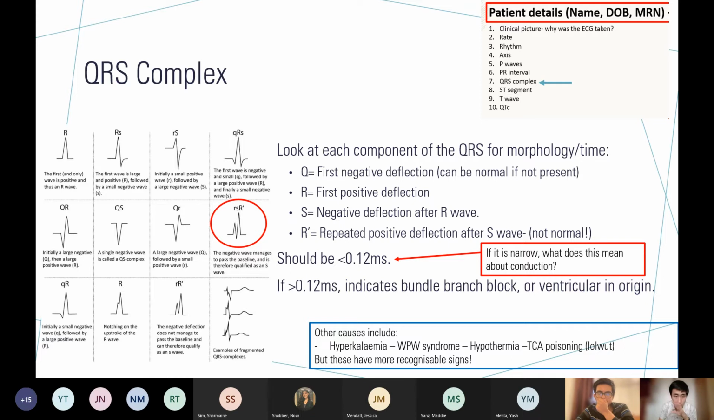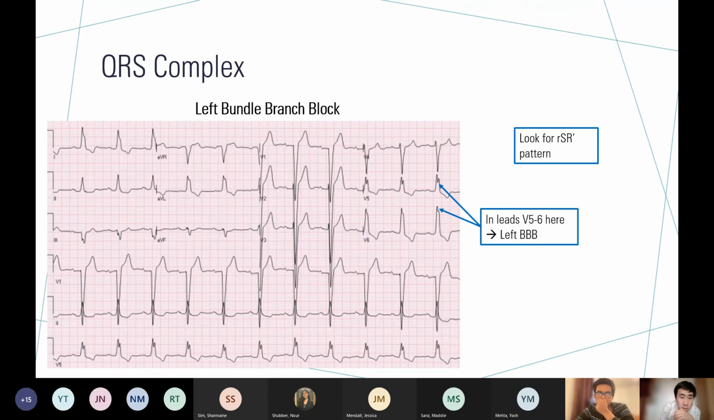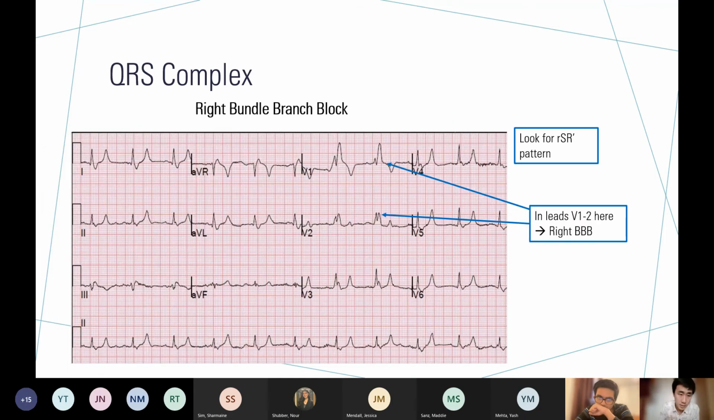I will leave the stuff in blue for you to read later. So here you can see the RSR pattern here in V4 and V5. Yeah, it's that second positive deflection. Because it's in V5 and V6, sorry, V5 and V6 is in the left side of your chest, so that's left bundle branch block. Whereas here, you can see the RSR pattern over here in V1 and V2.